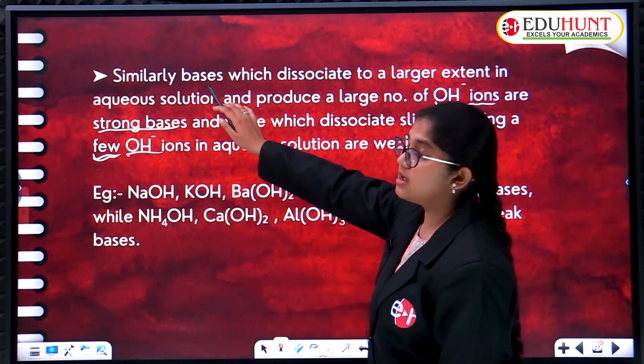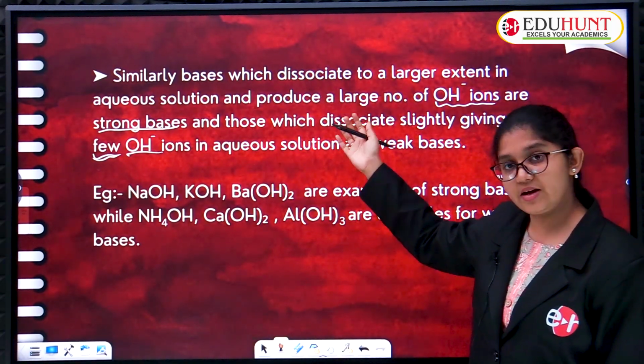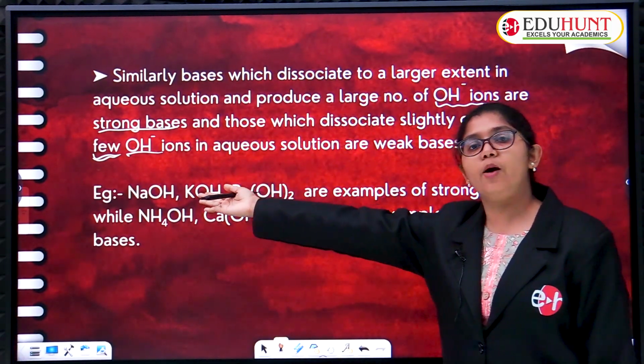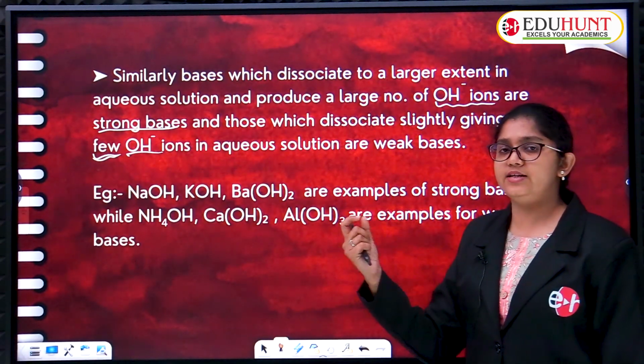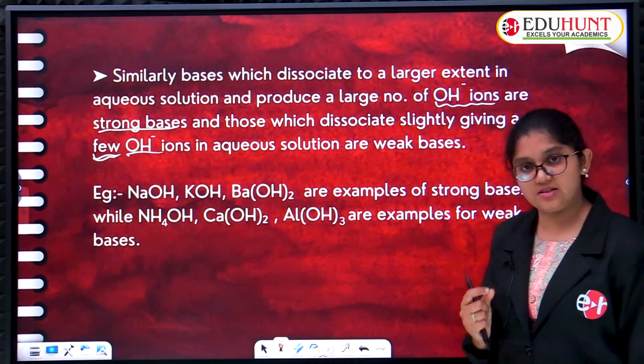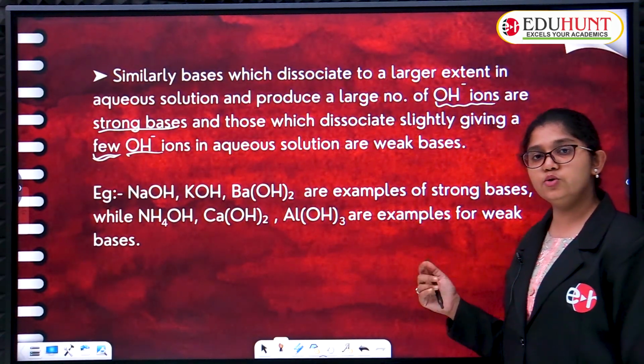So those bases which give a large number of OH minus ions are named as strong bases, and those bases which liberate few, which means less OH minus ions, are called weak bases. And here go the examples for you.